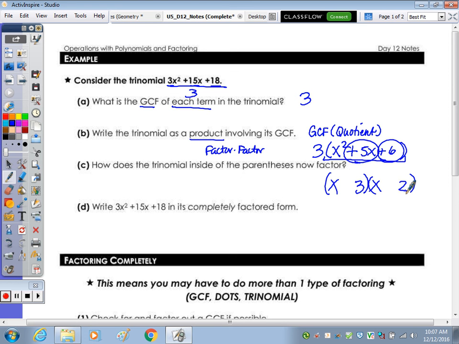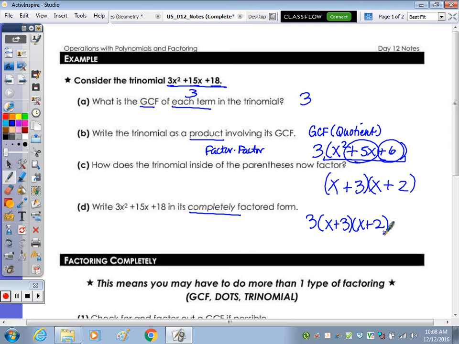3 times 2 is 6. 3 plus 2 is 5. Multiplying to a positive and adding to a positive means both signs are plus. So to write that expression in its completely factored form would be 3 times x plus 3 times x plus 2. All of these have to multiply back to that original trinomial expression.